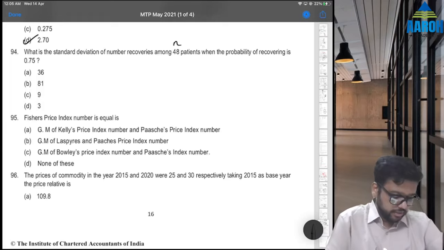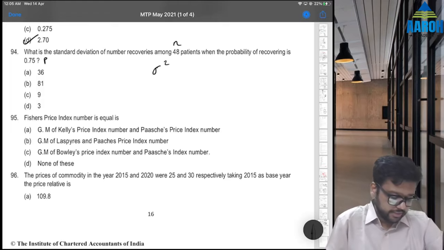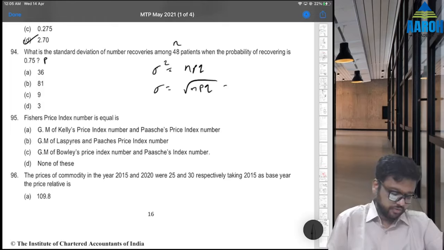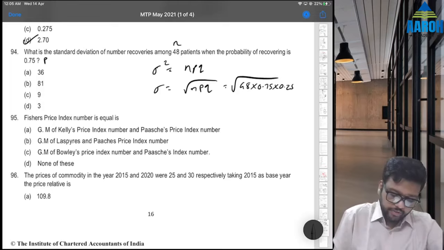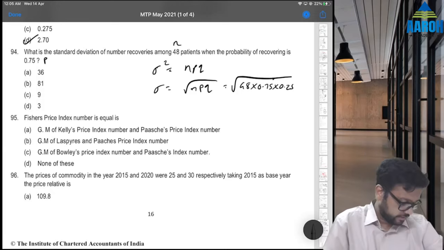But here nothing is given, so we can assume binomial distribution. 48 patients N, probability of recovering P. Standard deviation, we know that variance is NPQ. So standard deviation is root NPQ. That is root of 48 into 0.75 into 0.25. How much? 9 का root. 9 का root is 3. D.